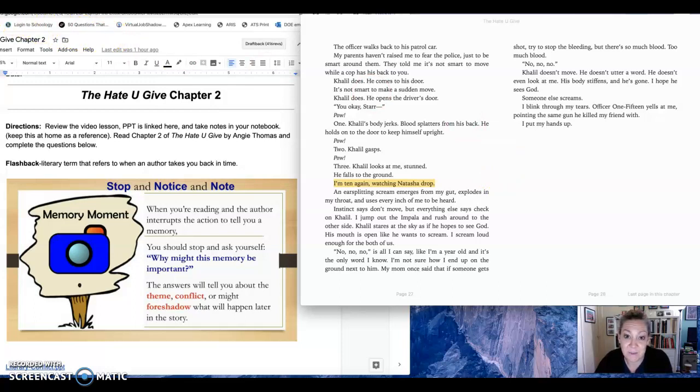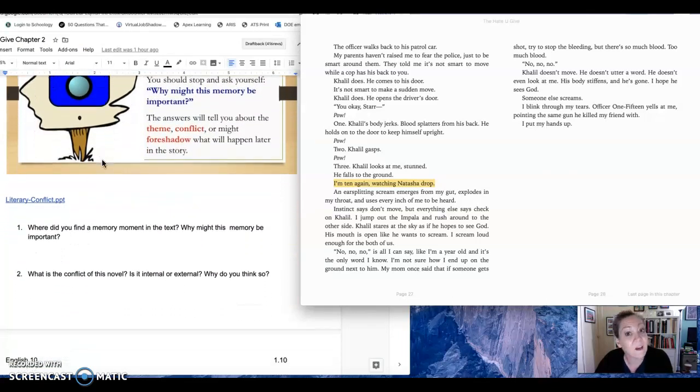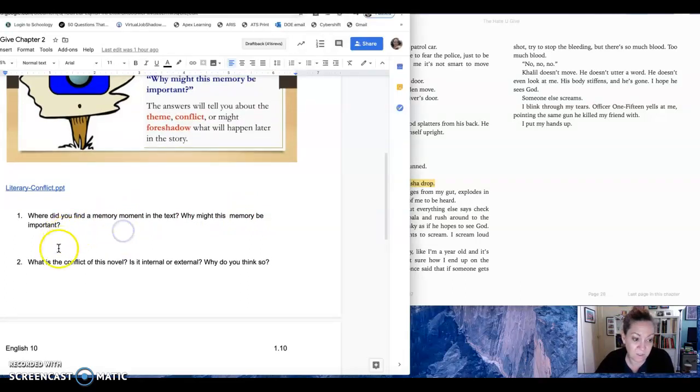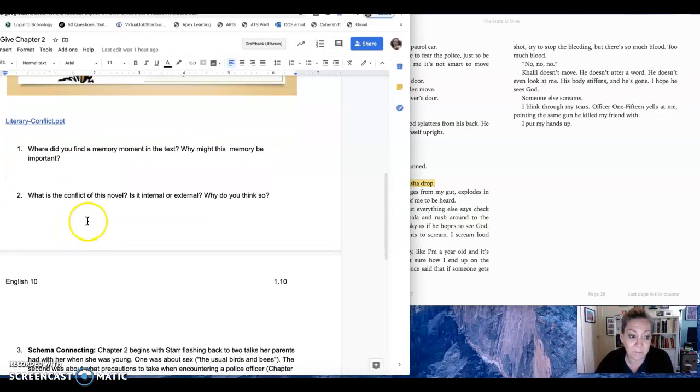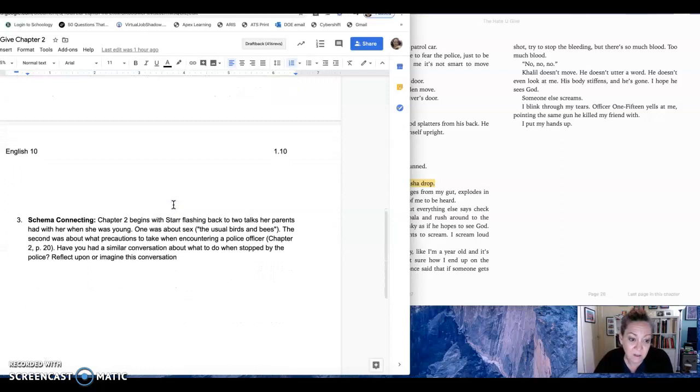Quite a dramatic chapter, yes? All right. Pick out one of those memory moments, either one that I shared with you or this one about Natasha at 10 dropping, and then why might that memory be important, right? Your answer can fill up as much space as you need to fill up here. Go back and review conflict. What do you think? Is it internal or external? If so, which kind of external? Why do you think? And finally, connect to your schema.